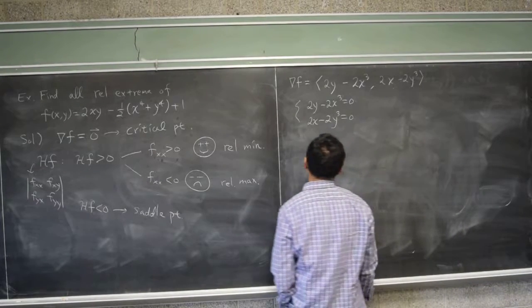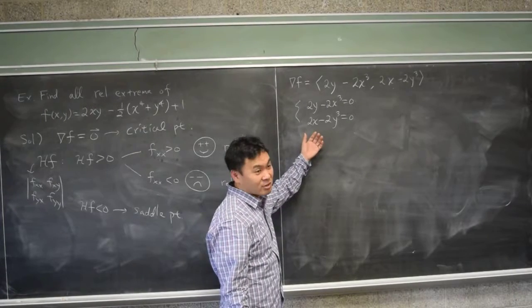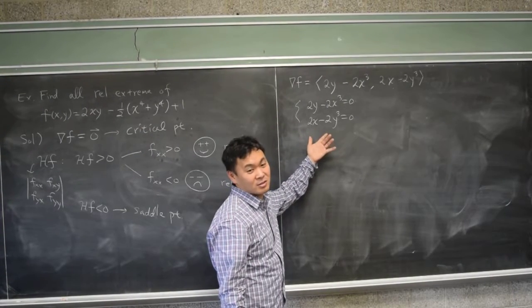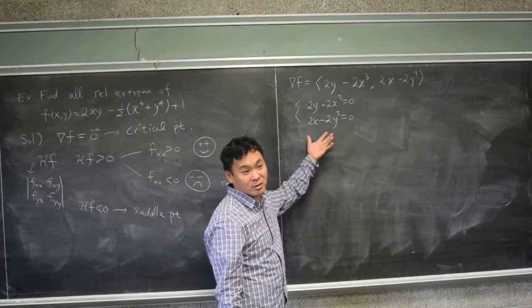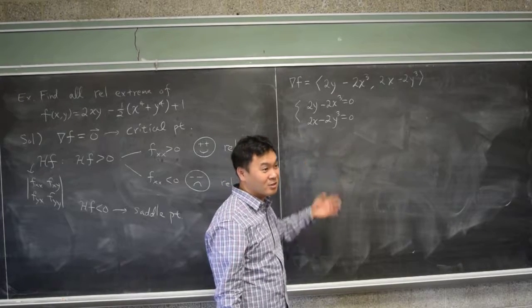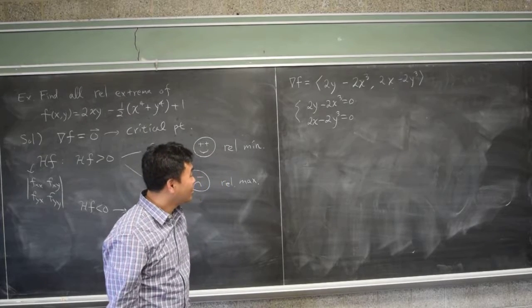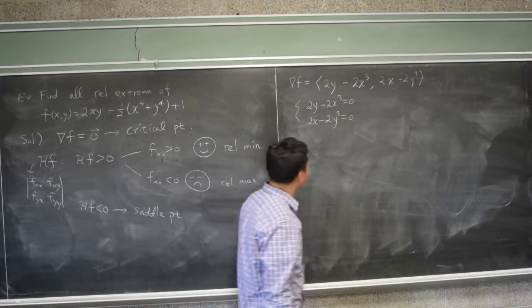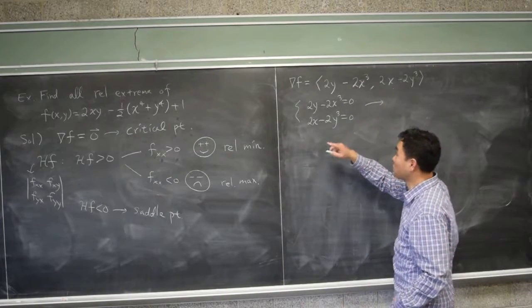Let's see. One easy solution is already visible here. If x and y are both 0, then it's a critical number. So (0, 0) is already a critical number. But other than that, it's hard to see. Well, let's try to simplify as much as possible before we do that.